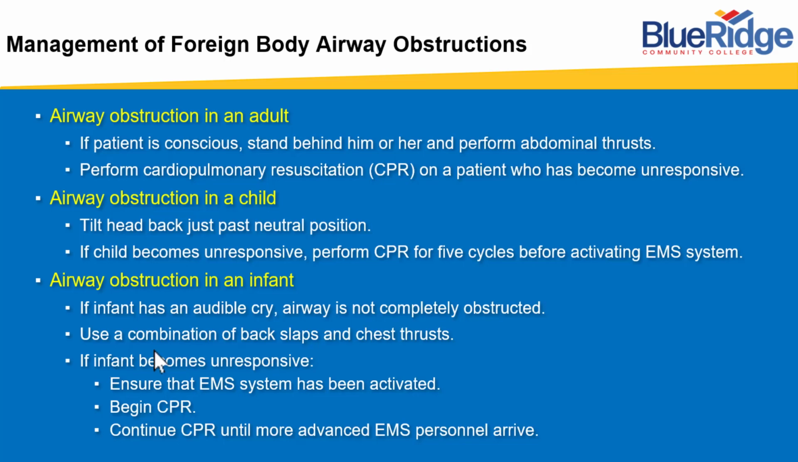If this is the case, use a combination of back slaps and chest thrusts. Always start with the back slaps with the head lower than the rest of the body. That way gravity can assist that obstruction out of the airway. And then when you turn the infant onto their back and perform the chest thrusts, again, you want the head lower than the rest of the body so that gravity can assist. If the infant becomes unresponsive, ensure that the EMS system or 911 system has been activated and begin CPR. Continue CPR until more advanced EMS personnel arrive or somebody at your level or higher can take over.